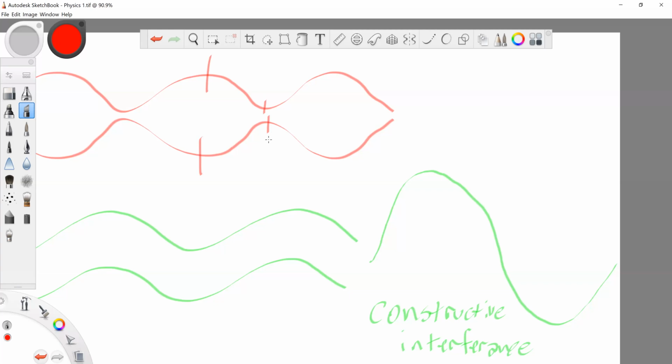I almost said that wrong, because this is a peak. So it makes them out of phase. Peak, trough, trough, peak. When those line up, and if they line up perfectly, you get no sound at all. This is destructive interference.